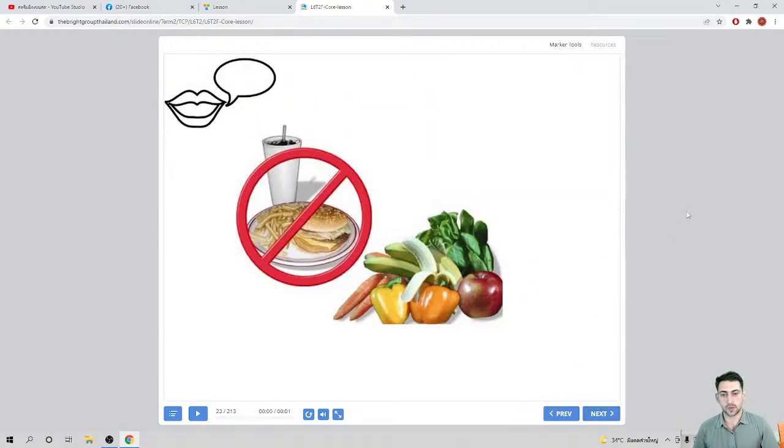Now let's move on to vocabulary word number 5. What is in the 5th picture? We have 2 types of meals. We have some fruits and vegetables, and we have some junk food on the upper side of the picture. It seems that we don't like junk food, but we like healthy food. So vocabulary word number 5 is diet. Let's repeat one time. Diet.